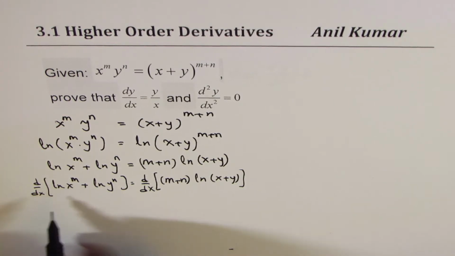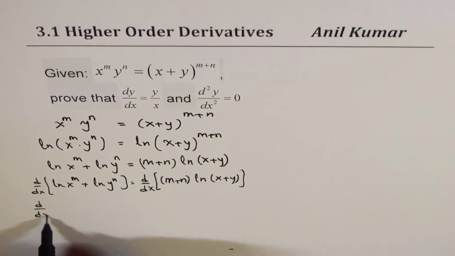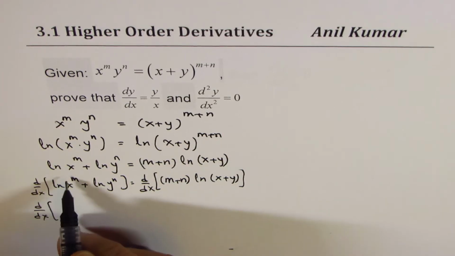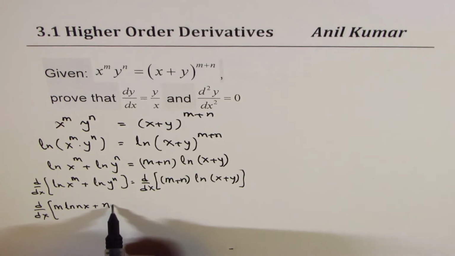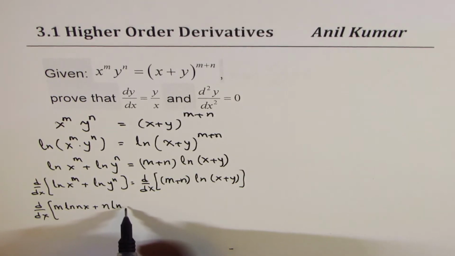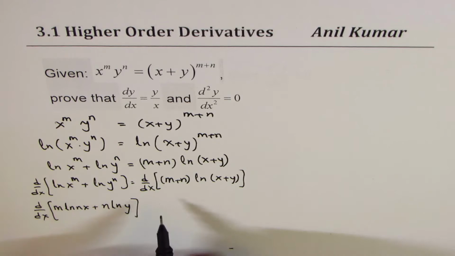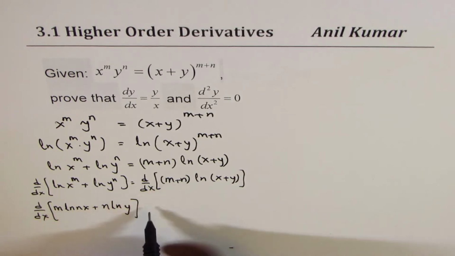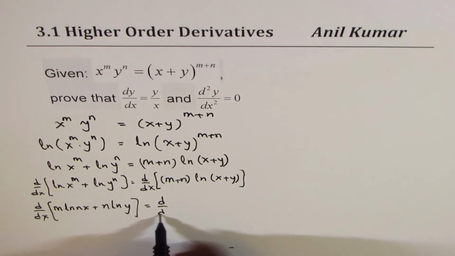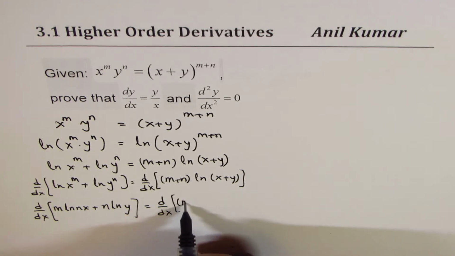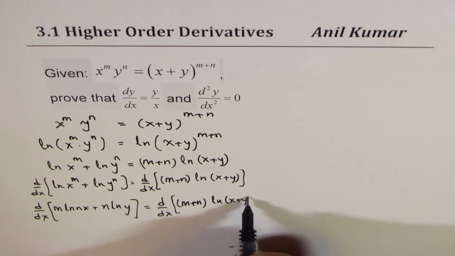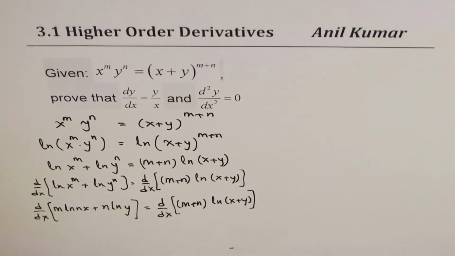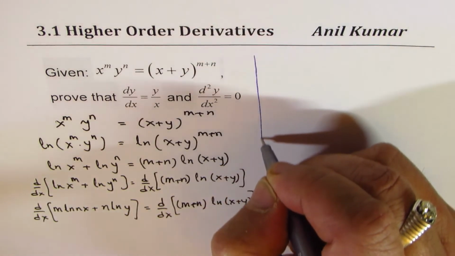So let me rearrange this. One more step will go, and then we'll do the derivative on the right side. I can write this as m times ln x plus n times ln y. I should have done that before anyway. And we get here d/dx of (m plus n) times ln of (x plus y). So let's move on to the right side.